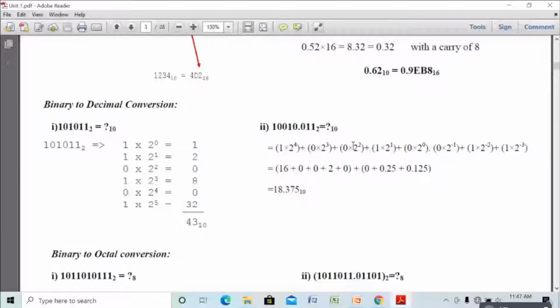Then move on to the fractional part. Here its position is 2 power minus 1. So 0 into 2 power minus 1, 1 into 2 power minus 2, 1 into 2 power minus 3. So multiply all those numbers, and we get these numbers. Finally add those numbers and we get 18.375 as the decimal representation of the binary number.